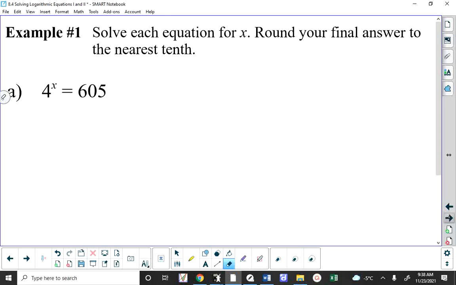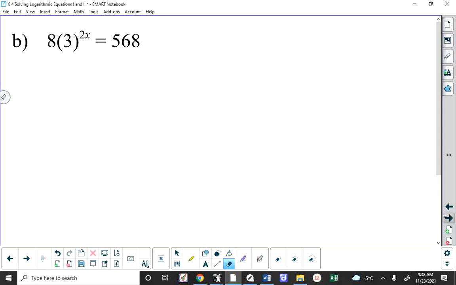For example, 4 to the x equals 605. Well, how do you find x when you can't write 4 and 605 as a common base? 8 multiplied by 3 to the 2x is 568. These are all exponential equations because x is part of the exponent. But you can't write 4 and 3 using the same base.